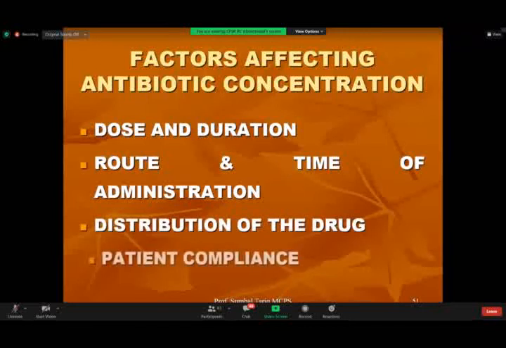So factors affecting antibiotic concentration में we have dose and duration, route and time of administration, distribution of the drug पे नजर जरूर रखनी है. If you want the drug to be distributed across the blood-brain barrier, give them drugs which are lipophilic. You have to give them drugs which cross the, especially meningeal irritation में, like penicillin does cross the blood-brain barrier, but normally it doesn't. Patient compliance is a very big thing.